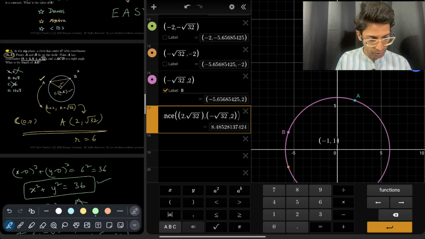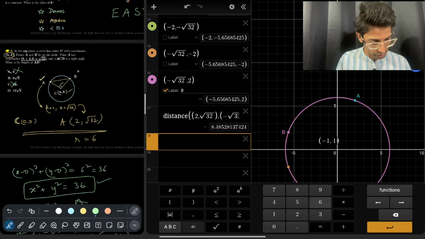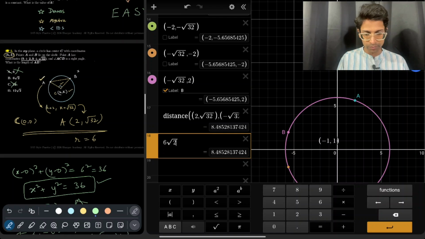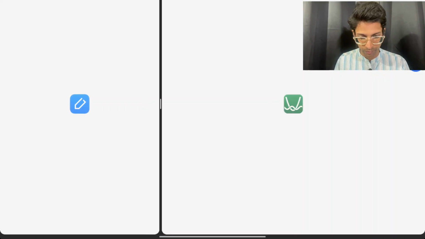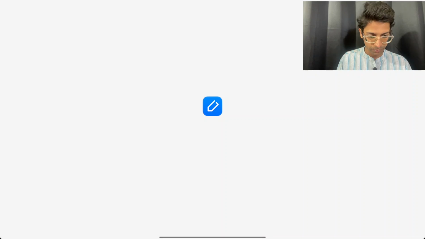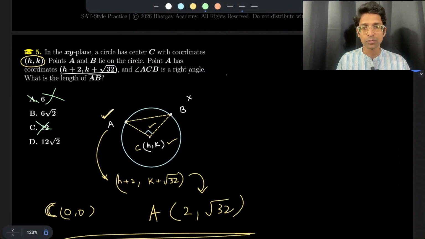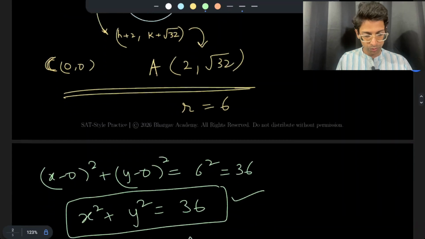Let us type 6 root 2 and see if it is matching. Our answer 6 root 2. Yes, that's an exact match. So the right answer is 6 root 2. So that's how you do this problem. Let's go to the next problem.